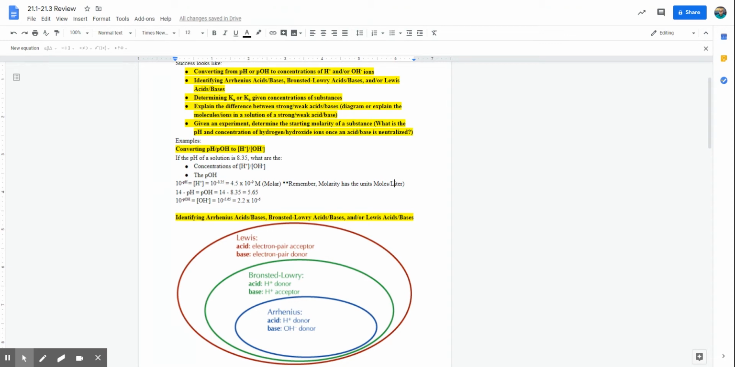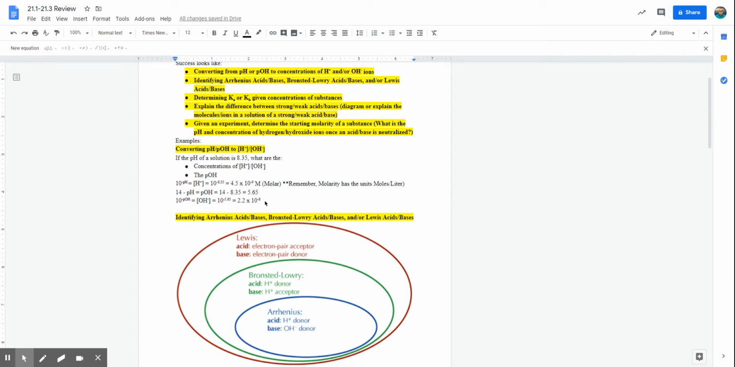Once you have that, the next logical step is to take 14, which is the highest number you can get for pH or pOH, and subtract the pH from it, and that would give you the pOH, because pH plus pOH equals 14. So 14 minus 8.35 gives you 5.65, and that is going to be the pOH. And then again, you do 10 to the negative pOH, just like you did for the pH. That'll give you the concentration of hydroxide, and you have your value here.